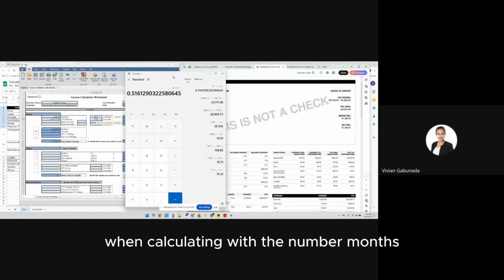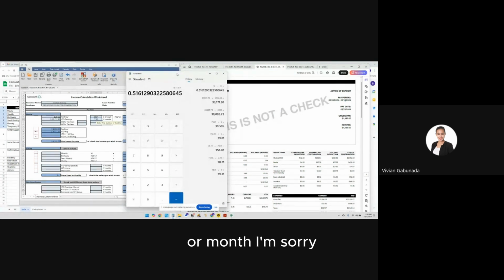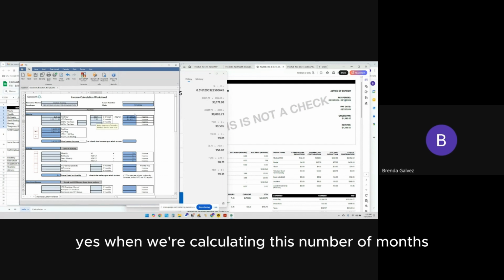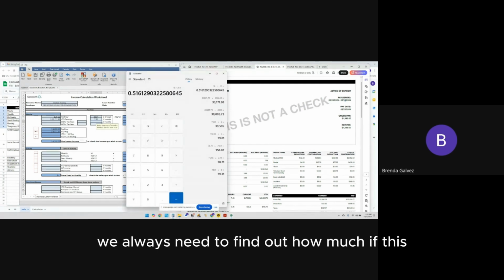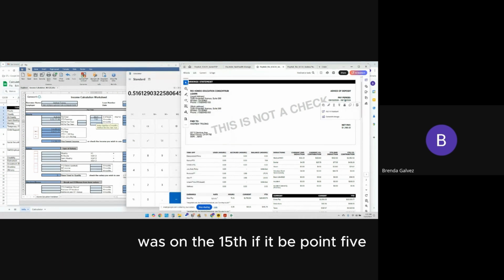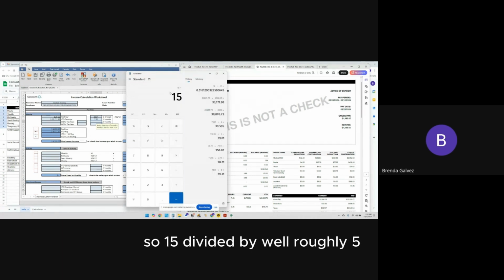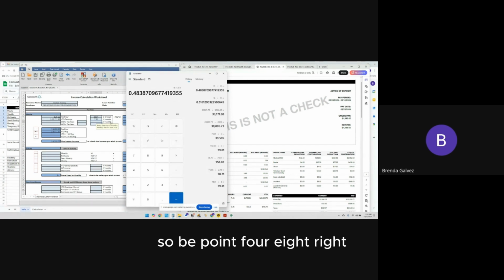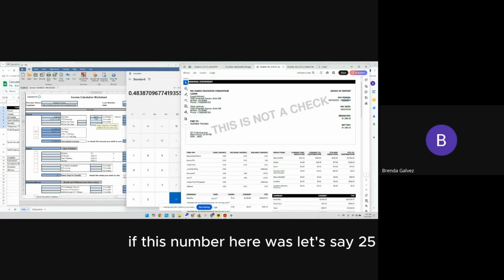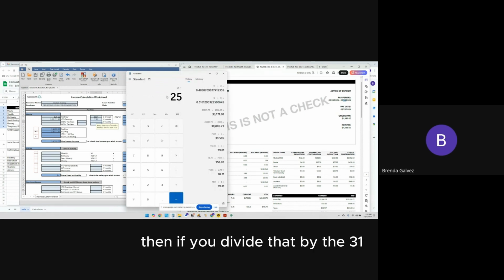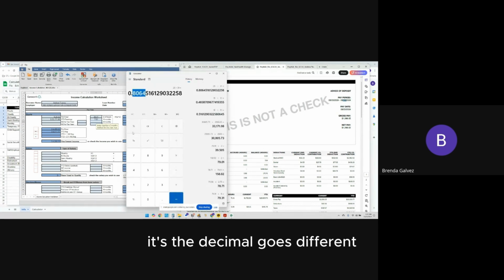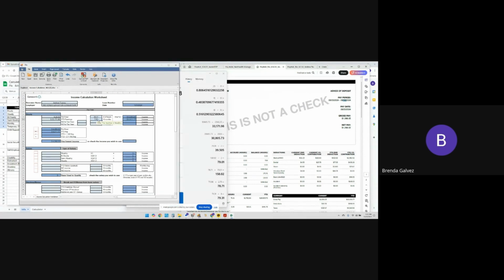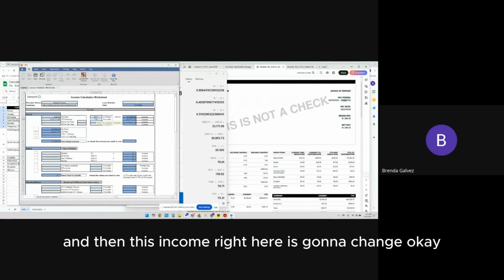Is this always the case when calculating the number of months? Yes. When we're calculating this number of months, if it's for a pay stub, we always need to find out how much. If this was on the 15th, it'd be roughly 0.48, so this number would be different. If this number here was, let's say, 25, then if you divide that by the 31, the decimal goes different. So instead of being 7.52, it'd be 7 months with 0.81. And then this income right here is going to change.